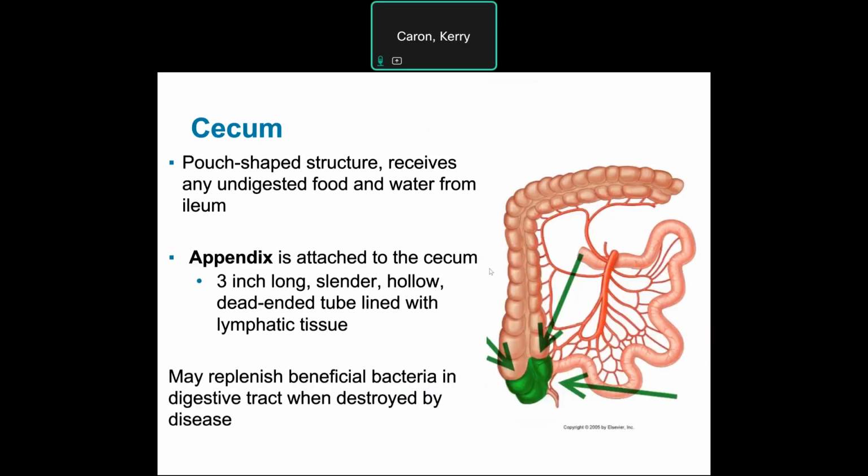Start with the cecum. The cecum is a pouch-shaped structure. It receives undigested food and water from the ileum. Off of it is a tiny little finger-like 3-inch projection. It's a little dead-ended tube, lined with lymphoid tissue, and that's where the appendix is. The cecum may replenish any beneficial bacteria that was destroyed in the digestive tract.